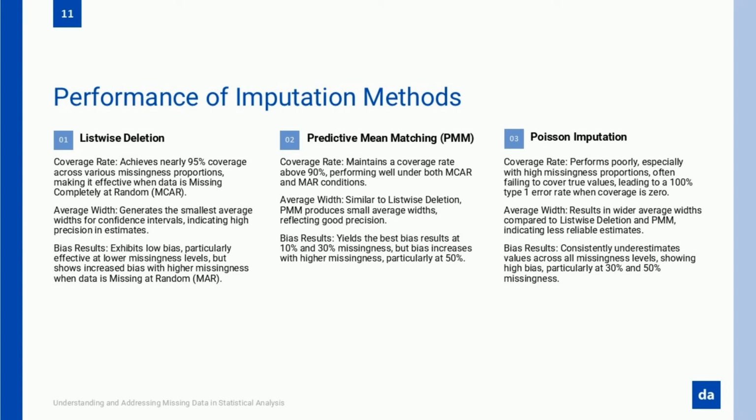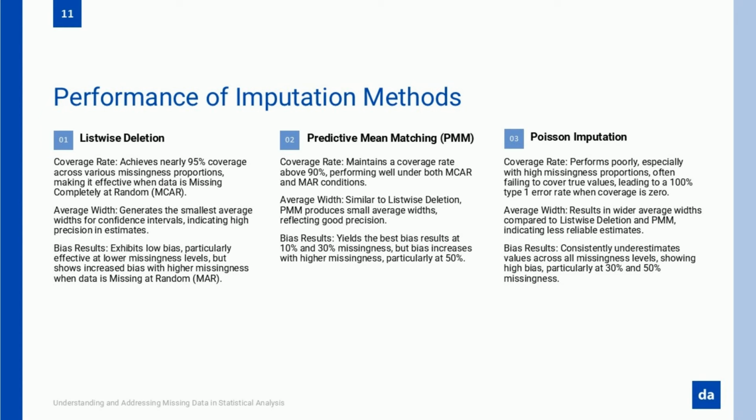Average width. It generates narrow confidence intervals, which is a plus when the missingness is minimal. But as missing data increases, the loss of observations makes it less precise. Bias. At low missingness levels, bias is low. But as more data goes missing, listwise deletion starts to show its cracks. It's like a car that works fine in the city but stalls on the highway. A dependable option in the right conditions, but not ideal for long journeys or large datasets.